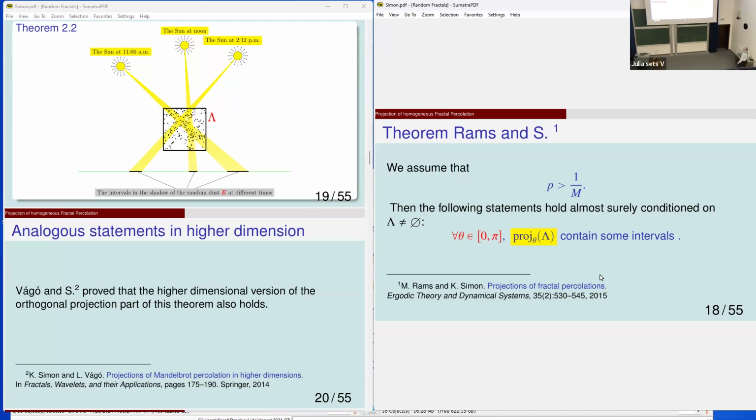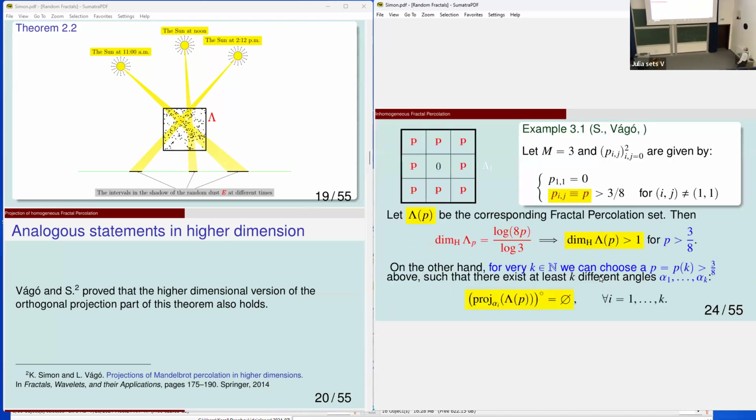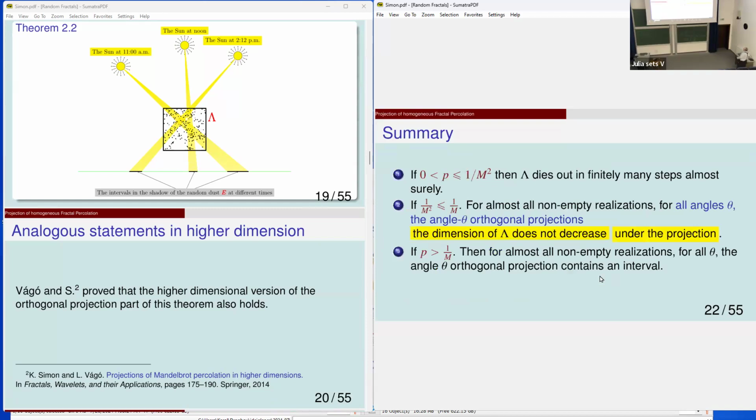So here is the summary. If P is terribly small, then you will end up empty-handed, nothing remains. And here is the first typo. What I wanted to say is that P is not terribly small, but small. Then in every direction, the dimension is preserved.